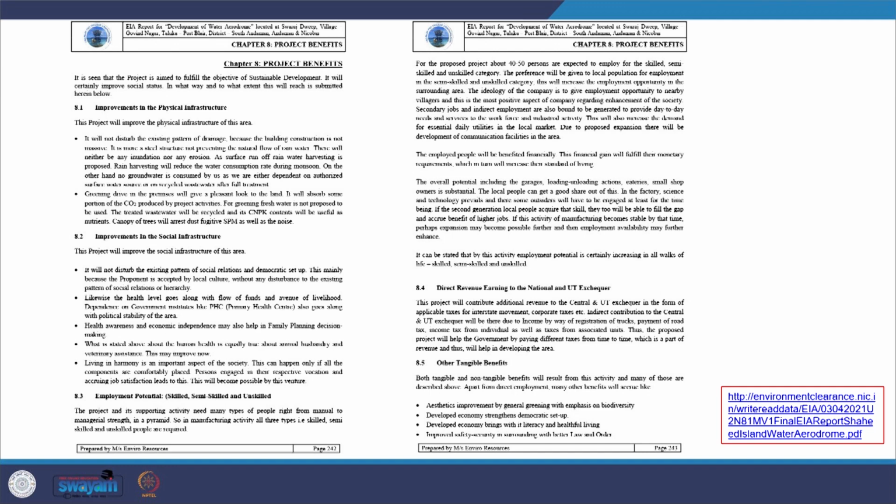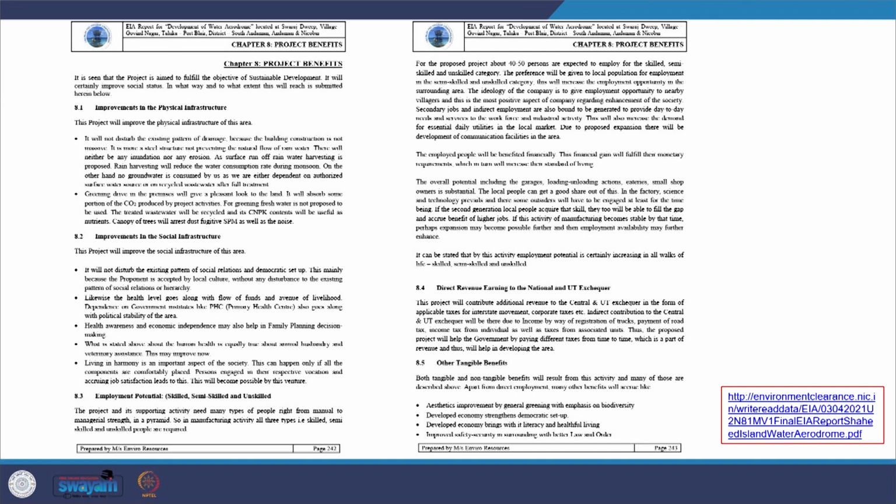So for the proposed project, 40 to 50% are expected to be employed from the skilled, semi-skilled, and unskilled categories. So how they would really employ people here. So the project predicts that there will be positive benefit from the project. And then there's direct revenue earning to the national agency here. So you see that here the central government would benefit from this particular project. And then there will be also other tangible benefits.